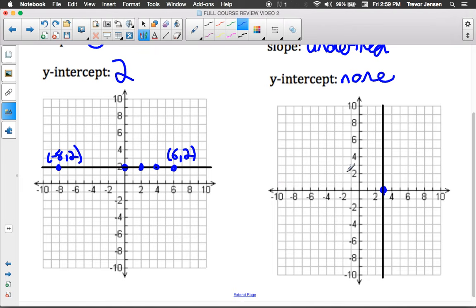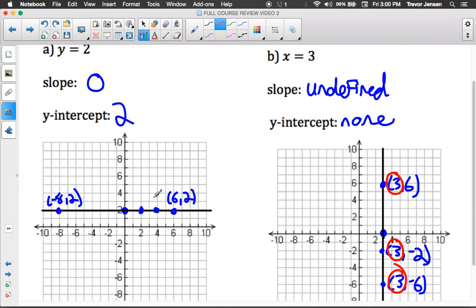Why is the equation x equals 3 for this? Well, notice every single point on this line, right. This is point 3, -6. This is point 3, -2. Notice that the x-coordinate for every point on this line is 3, so we call the line x equals 3.